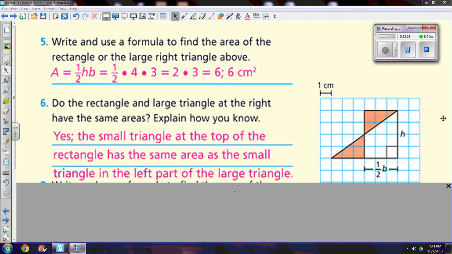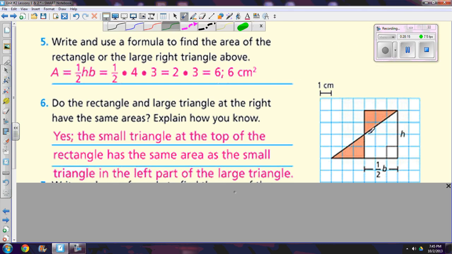The small triangle at the top of the rectangle has the same area as the small triangle in the left part of the large triangle. So if you look at it here too, here's another. If you take this, and then if you also do this, they're all the same. This one, that one, that one, that one, and that one.